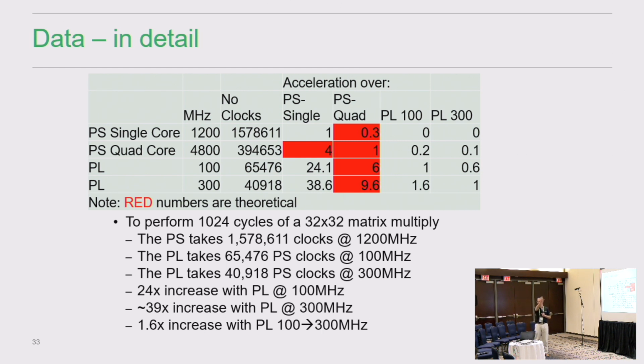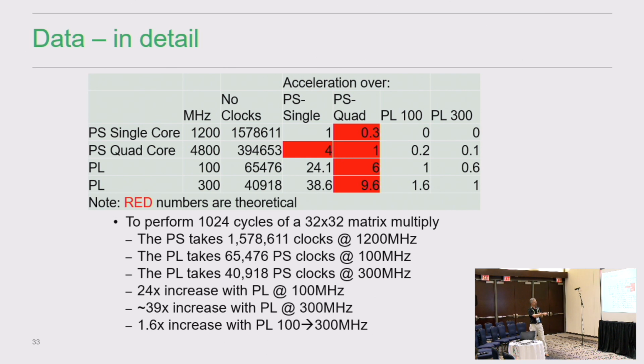Essentially, it created a random set of data, 32 by 32. It ran the calculation, calculated everything out. Then it did it again, and then it did it again. And it would do that for the processor only, and then it would do it for the PL only, and then it would do the comparison between the two. And you can see that here I'm running the PS at 1.2 gigahertz, and it took 1.5 million clocks.